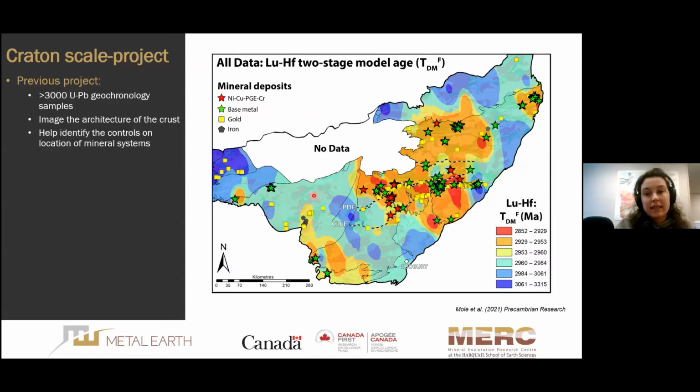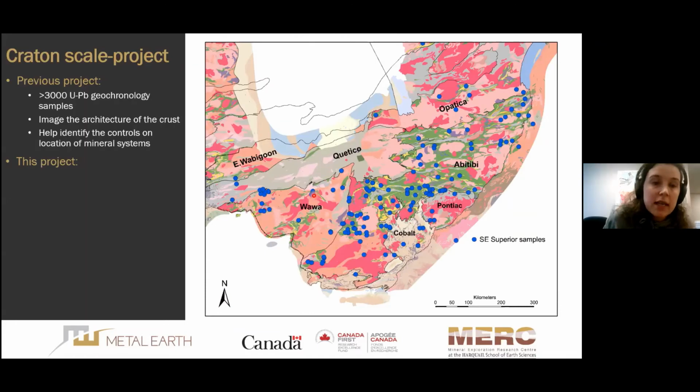This leads me into talking about my project. If we look at this map, we can see that the study area is the six provinces from eastern Wabigoon in the west through Wawa, Quetico, Pontiac, Abitibi, and Opatica. In an attempt to link together the larger Craton Scale projects and the Transect projects, they formed this terrane project that is now my PhD project.